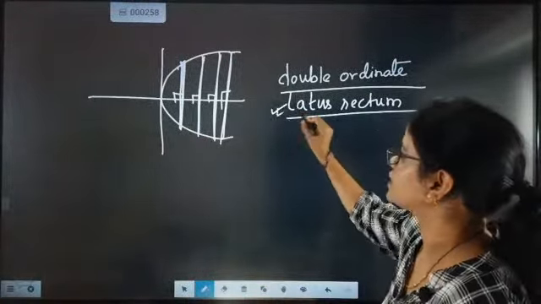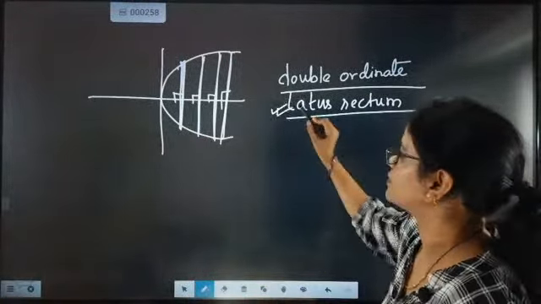Now what is the latus rectum? The latus rectum is also a double ordinate, but the most important point is that the latus rectum is passing through the focus. So this is the basic point about the other double ordinates and the latus rectum. What is the difference between the double ordinate and the latus rectum? The latus rectum is also a double ordinate, but it is exactly passing through the focus.